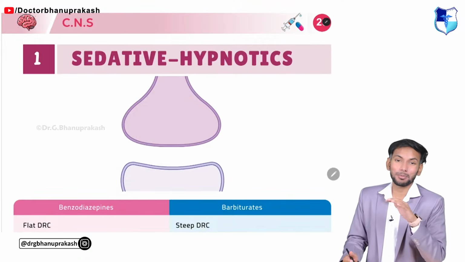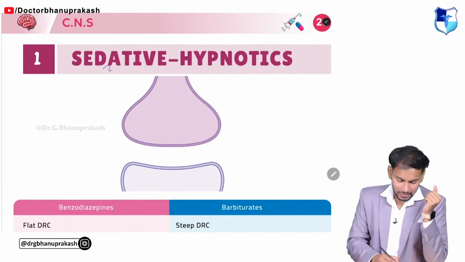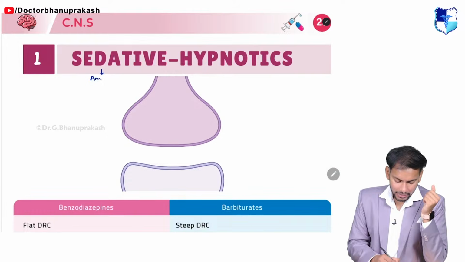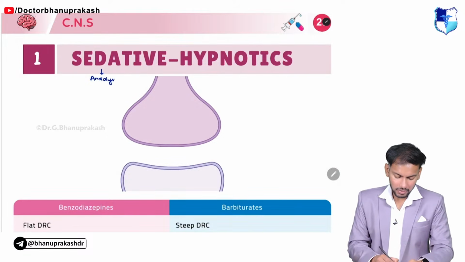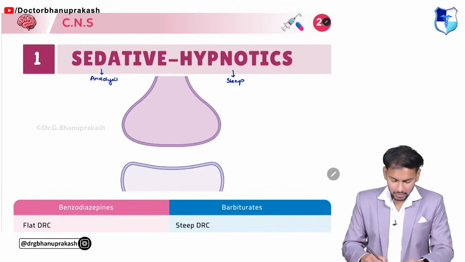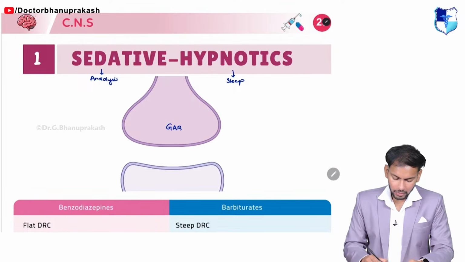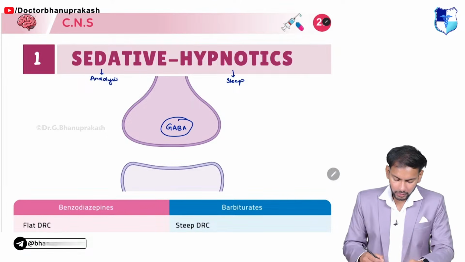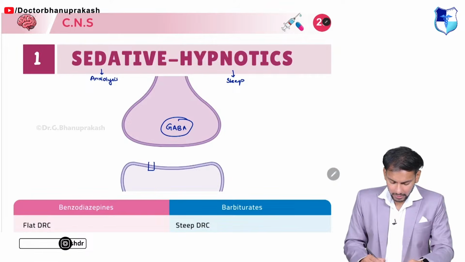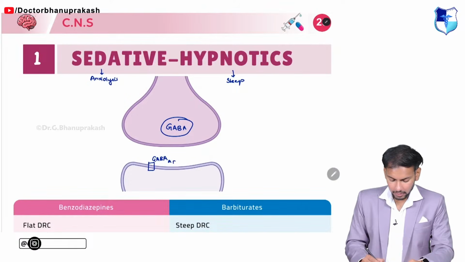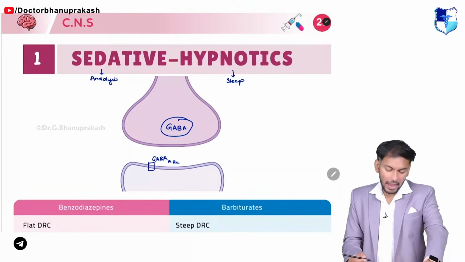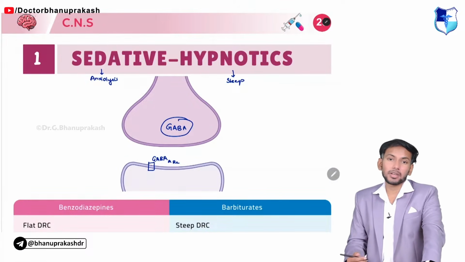The first topic is about sedative-hypnotics. Sedation means it is causing anxiolysis and hypnosis means it is causing sleep. Now, which neurotransmitter does this? This is done with the help of GABA. How does it do this? GABA will act on GABA receptors. When it acts on the GABA A receptor, what will happen? It will cause anxiolysis and it will induce sleep.